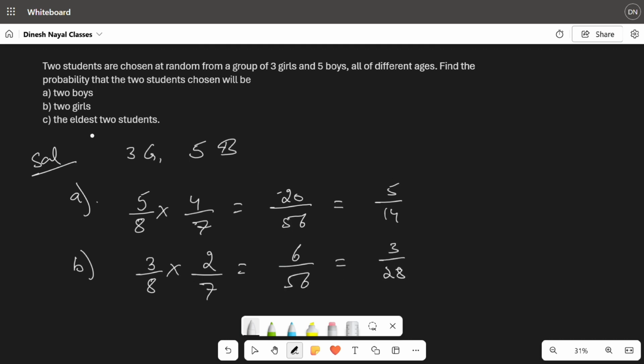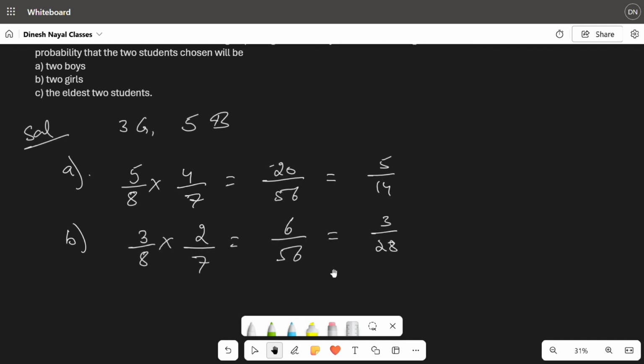Okay. Now they are saying the eldest 2 students. Now see, they all are of different ages. So eldest 2 is obvious, there will be just 2 students who will be elder. Okay. So C part. So when we are selecting the one eldest student, that will be 1, sorry, because there are 2, so that will be 2 by 8 into, when 1 is already selected, 1 is left, so 1 by 7. So this will be 2 by 56, which is 1 by 28.